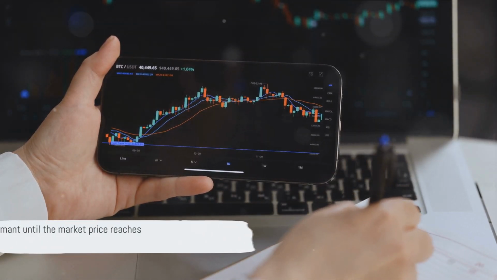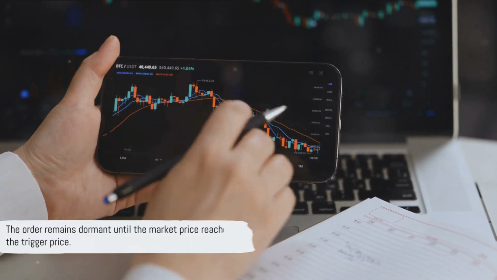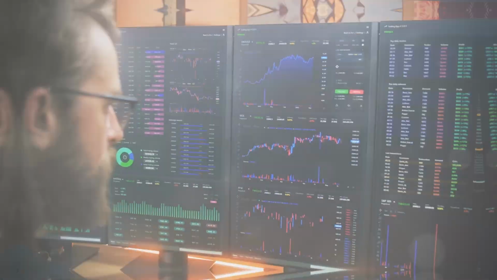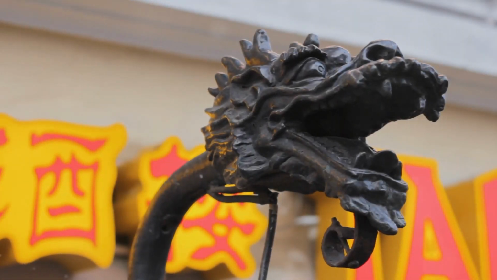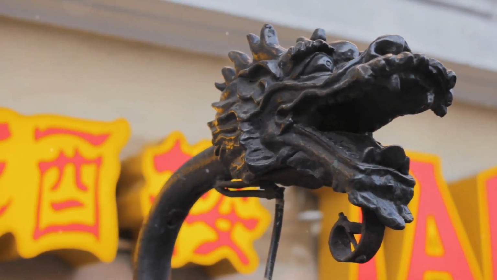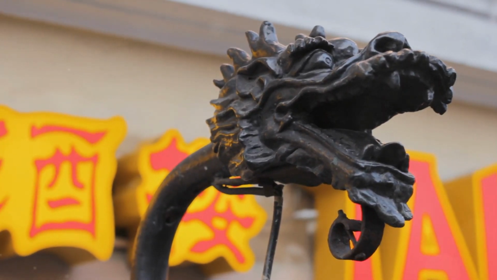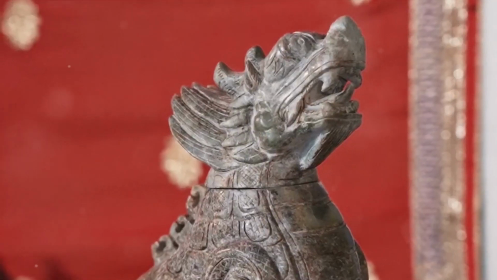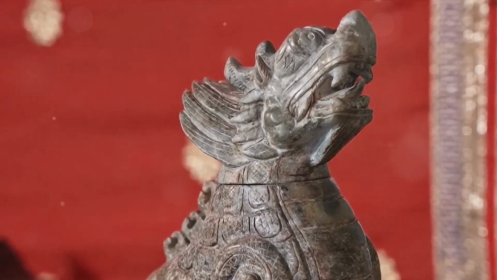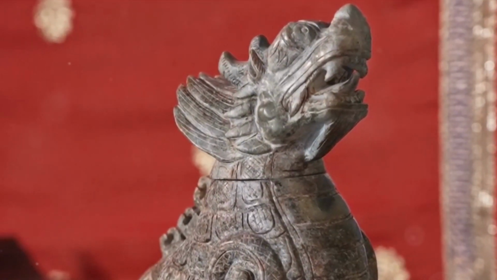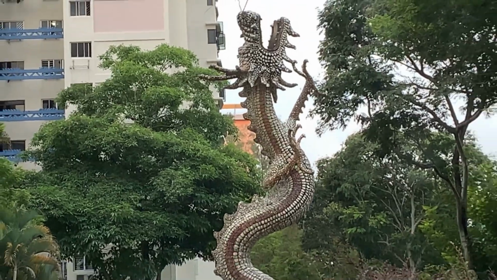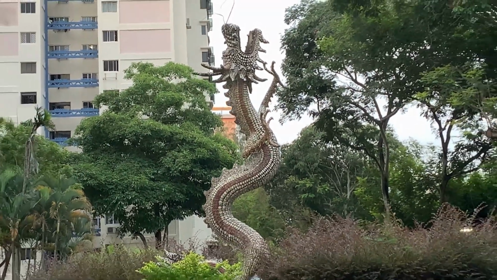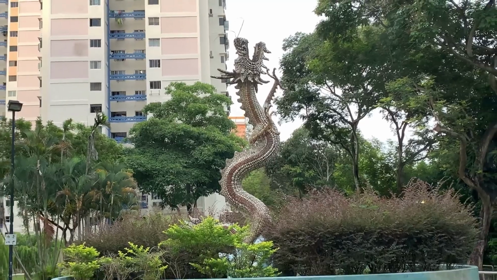The order remains dormant until the market price reaches the trigger price. What happens after you've set your stop limit order? Well, it's a game of wait and watch. Your stop limit order remains dormant like a sleeping dragon until the stock's market price reaches the trigger price. Once the trigger price is hit, the dragon awakens and your stop limit order leaps into action, transforming into a limit order. Now, it's ready to sell at the limit price or better.